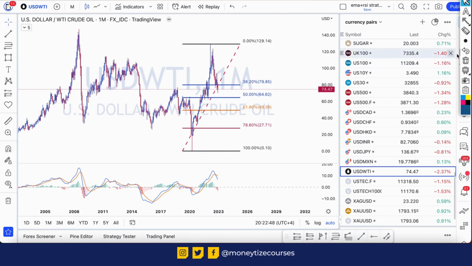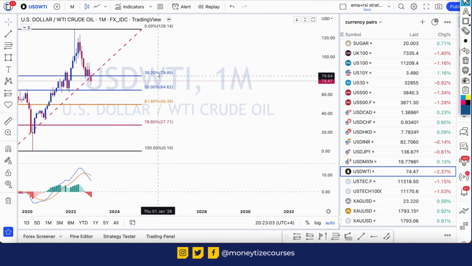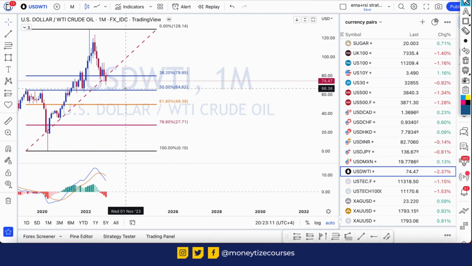Okay, there is a very, very high probability of crude oil touching the 65 to 64 area in the upcoming days and weeks as per the Fib retracement level. And a good resistance is around the 79 to 80 area. The current monthly candle is below 79.85 and the next destination around the Fibonacci 50% retracement area would be around 64.6. In round number, we can say 65.